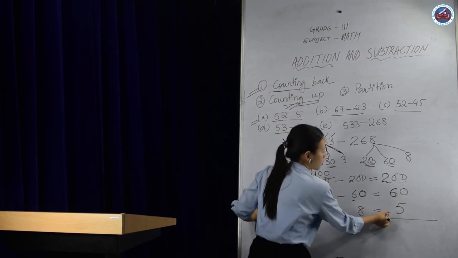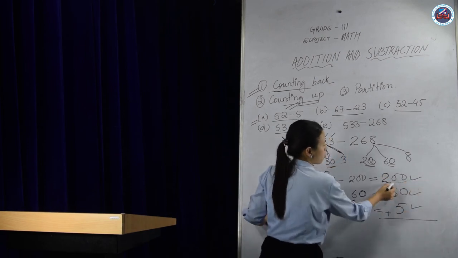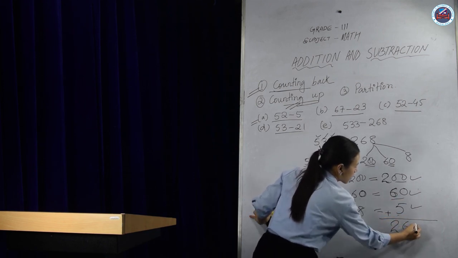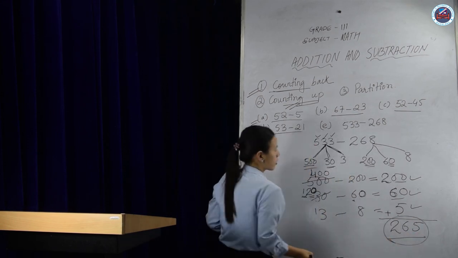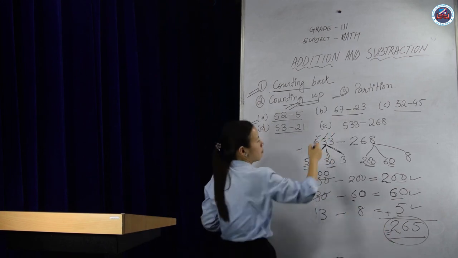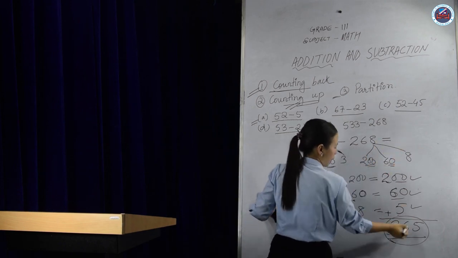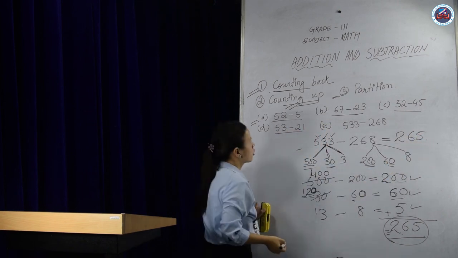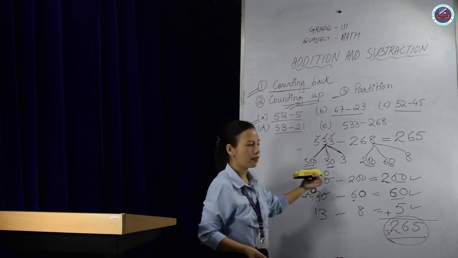Now the last step is to do the addition. Add up all these numbers. That is 260 and 5 is 265. So that's how we get our answer. That is our difference using this partitions method. That is 533 minus 268 is 265. So that's how we use this subtraction strategy to get the difference.